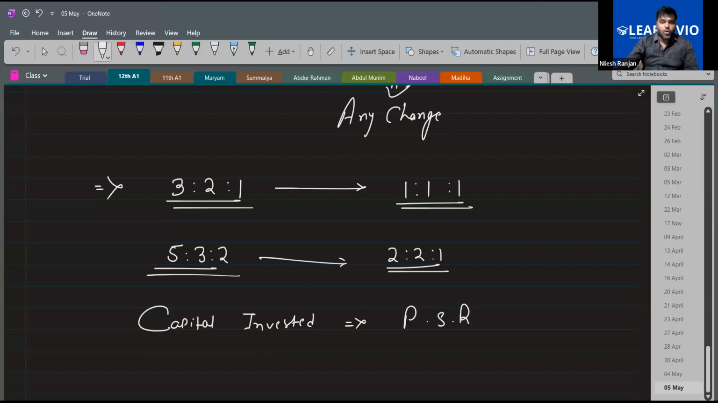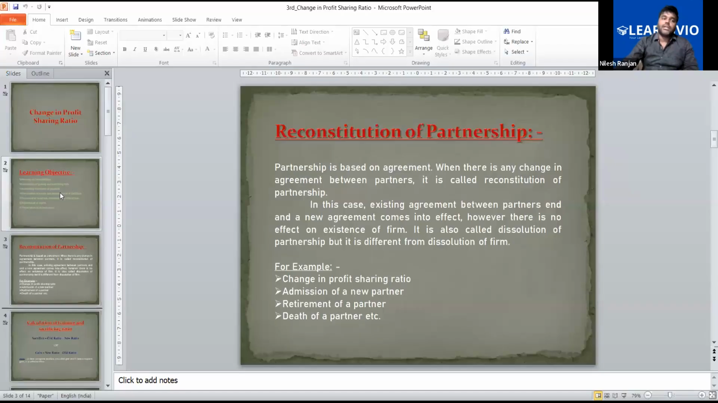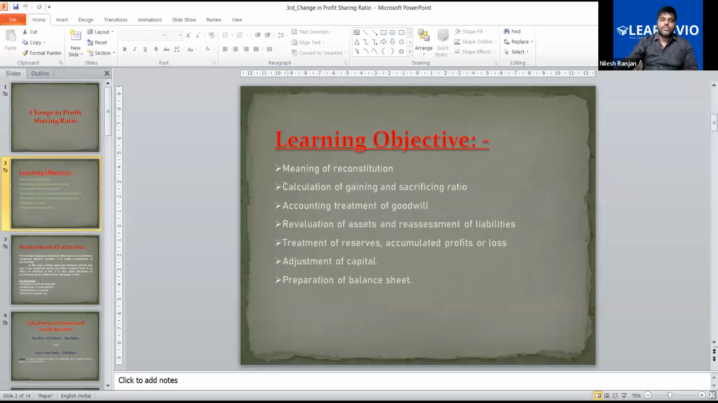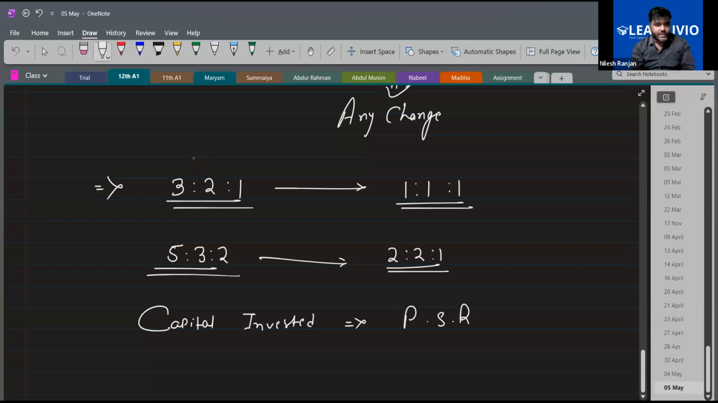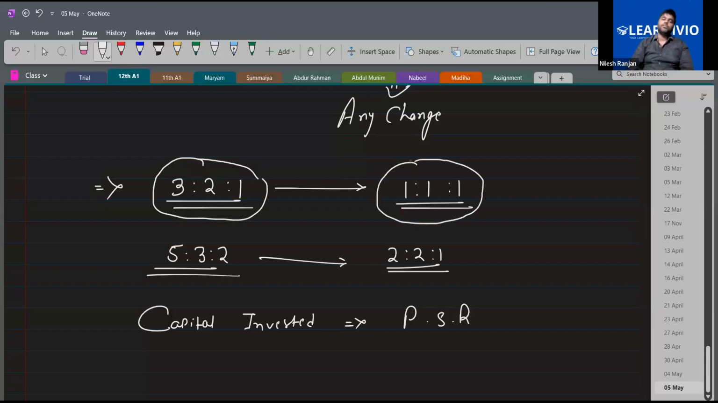Now we have to discuss all the adjustments we have to do if there is any change in the profit sharing ratio. First we have to calculate gain or sacrifice. If you change the profit sharing ratio, then some of the partners will benefit from this and some of the partners will be in loss. How? Let's see. First of all, in this situation, can anyone tell me which partner will be benefited and which partner will be in loss?